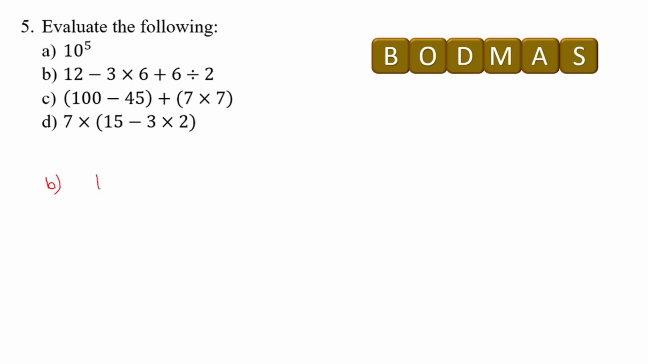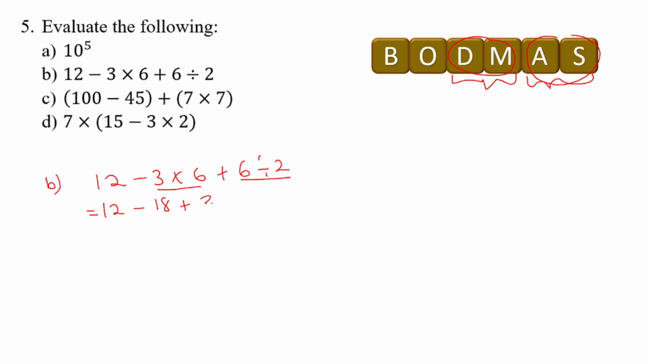And then B, we have 12 minus 3 times 6 plus 6 divided by 2. We're going to use the order of operations here, and BODMAS will assist us. So we start with division and multiplication before we add or subtract. So these two will come before these two. So we're going to have 12, and then minus, we have to multiply this. It's going to be 18, then plus, then we divide this, is 3.